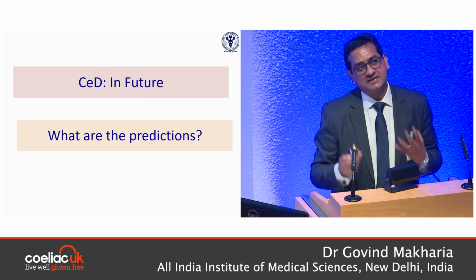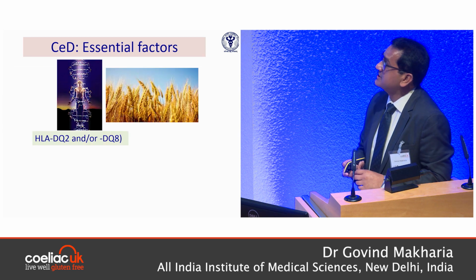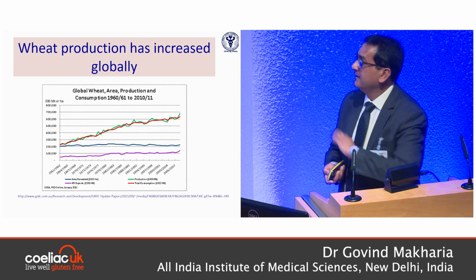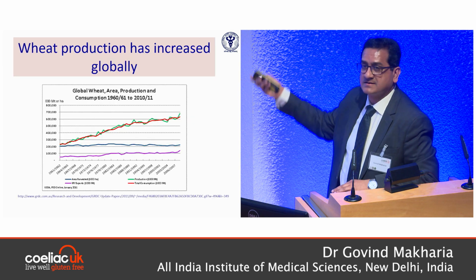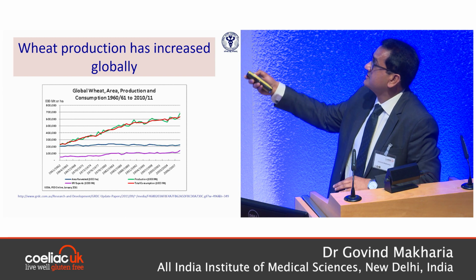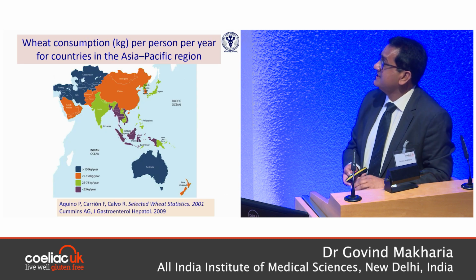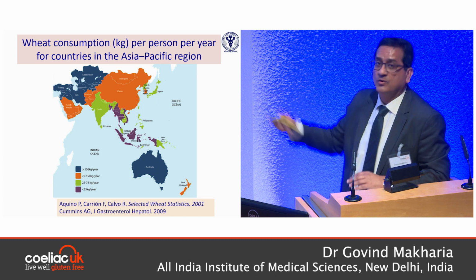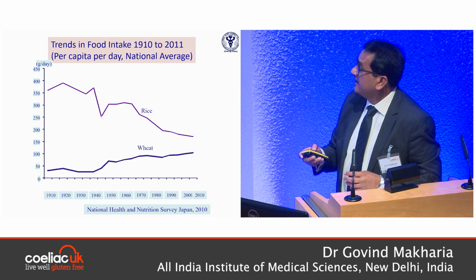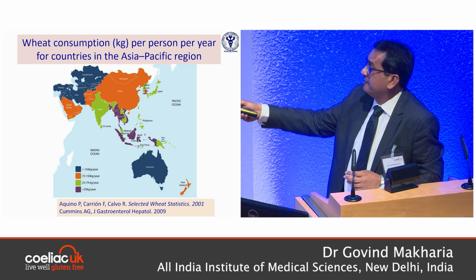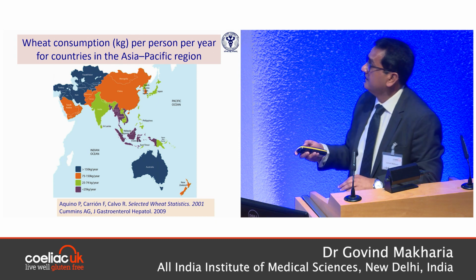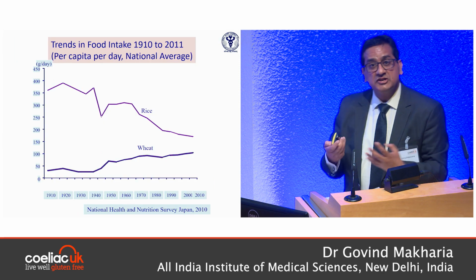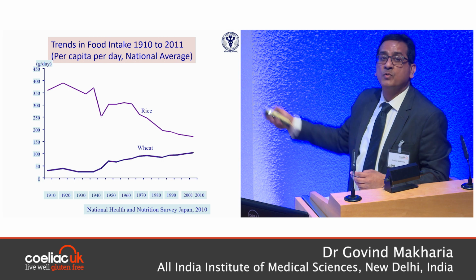So what do we predict will happen in Asia? Look at two important factors: HLA-DQ2 population prevalence, and wheat intake. Globally, wheat intake has increased over these decades, markedly, all around the world. Look at the wheat consumption pattern in Asia. It's high, not low. Even in China, where we believe celiac disease is not there, the wheat intake is quite large, almost 75 to 150 grams per person per year. In many Asian countries, the wheat intake is not low. Even in Japan, the wheat intake is rising over decades.